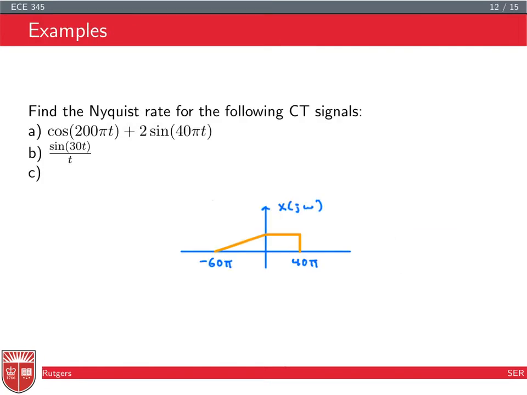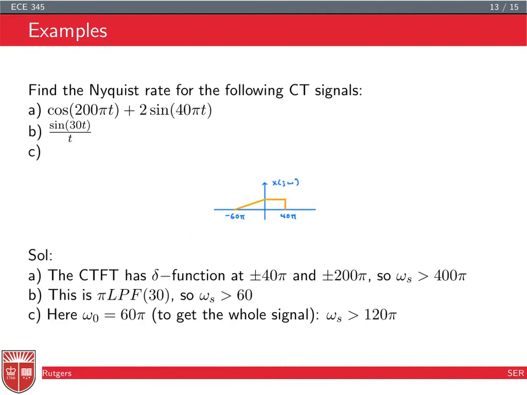Now let's do some examples. Here the question is to find the Nyquist rate for the following continuous time signals, and I have 3 questions. Again, to find the Nyquist rate, I have to find the maximum frequency of a signal, and the Nyquist rate would be twice that frequency. So here you can see that in the first signal, the largest frequency, in the cosine, is 200 pi. So I have to sample at a frequency greater than 400 pi.